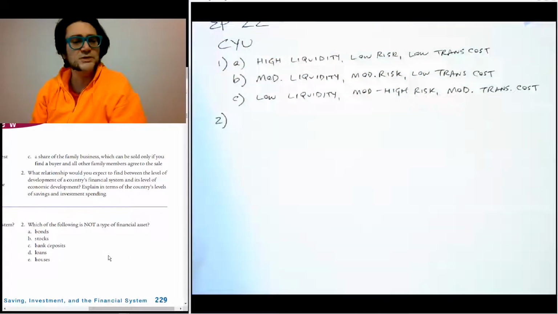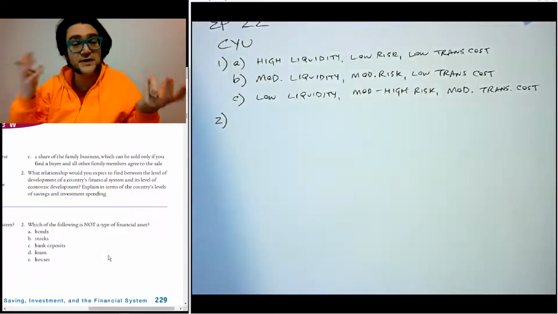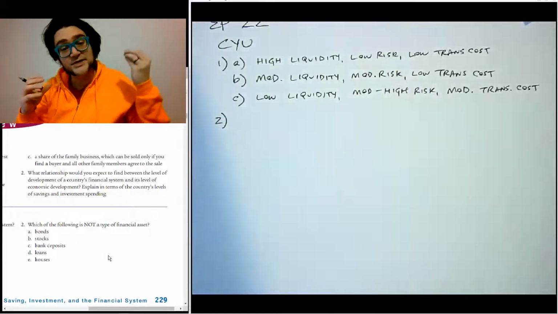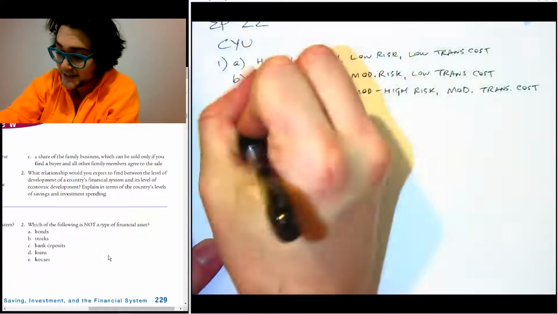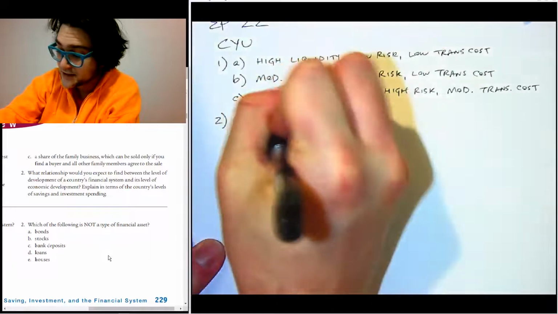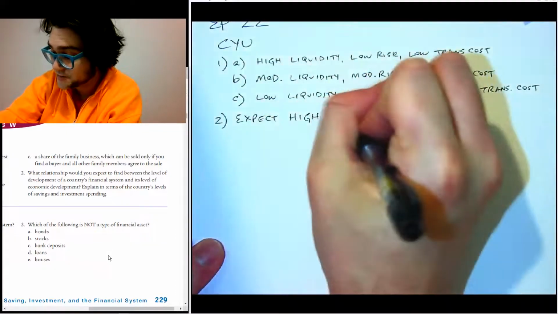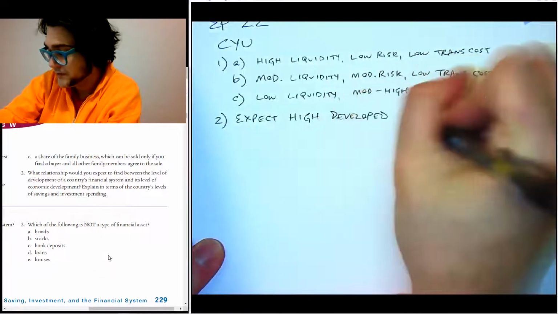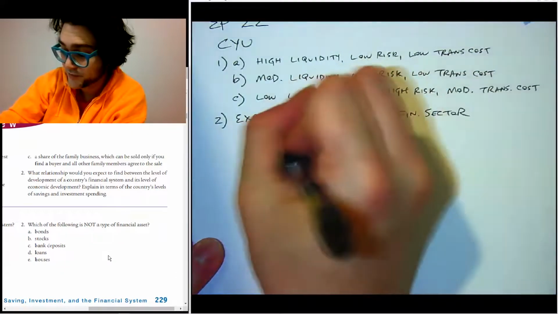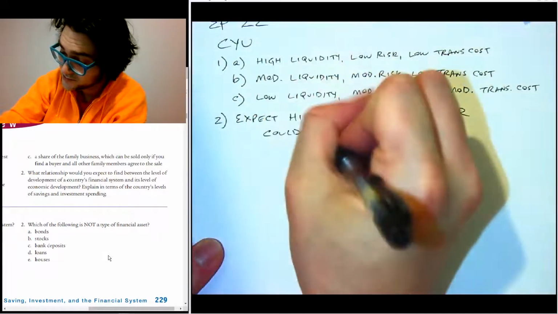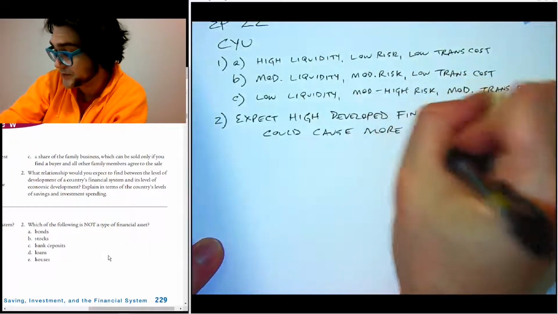Question 2: what's the relationship between the level of development of a country's financial system and the level of economic development? And think about how the savings and investment spending kind of align to each other. And what we'd expect is that a highly developed financial sector could cause more economic development, right?